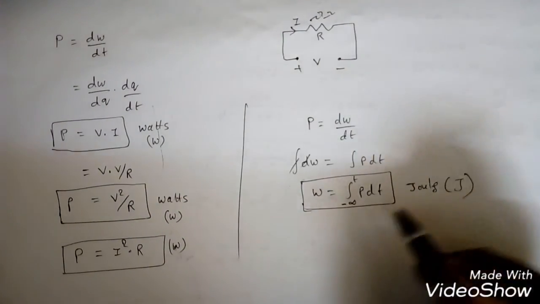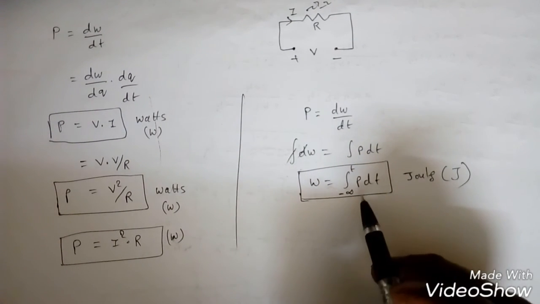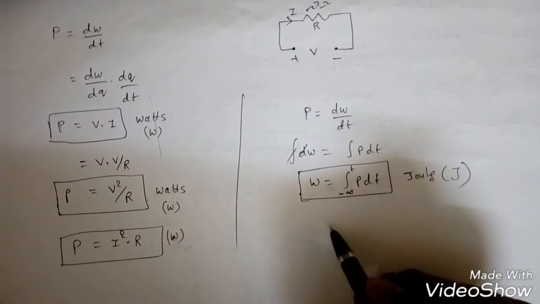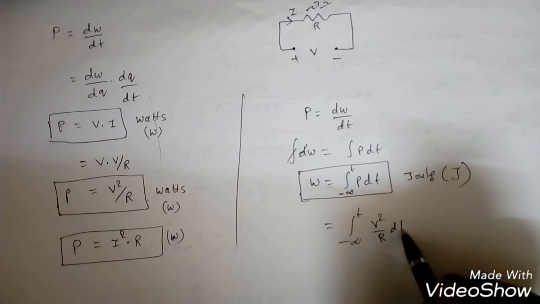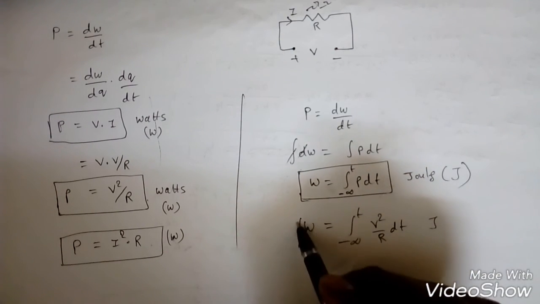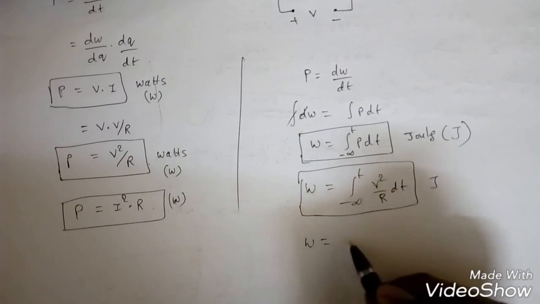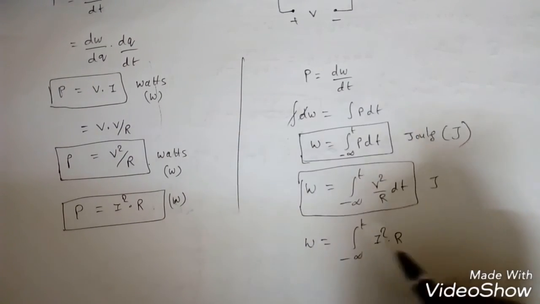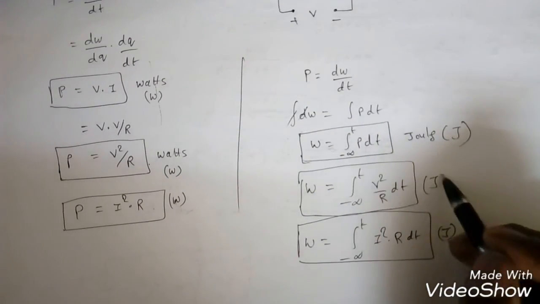Now suppose I know the power, then I can integrate that power to get the energy. In the resistor, the power can be replaced with either V square by R or I square into R. If I replace with voltage, it is the integral of V square by R into dt joules. This is the energy across the resistor with respect to the voltage. Similarly, we can replace with minus infinity to infinity of I square into R dt, because power is equal to I square into R, and the units are joules again.